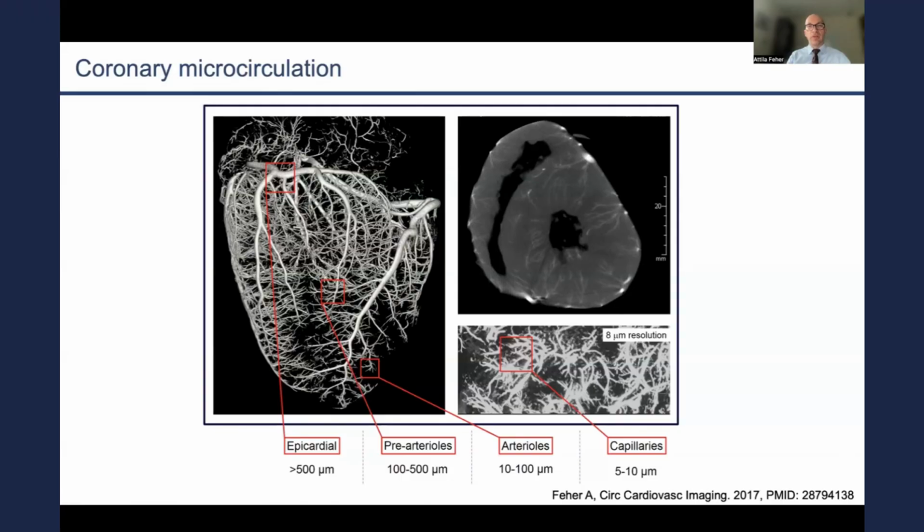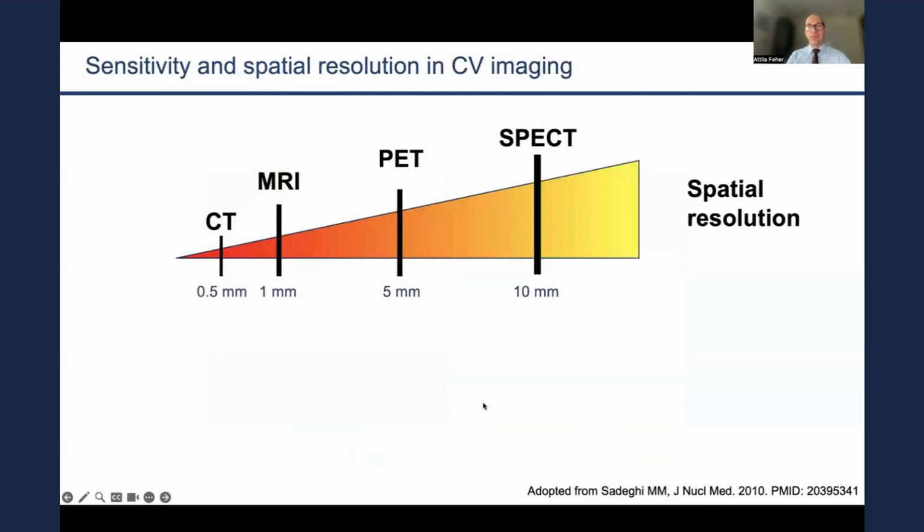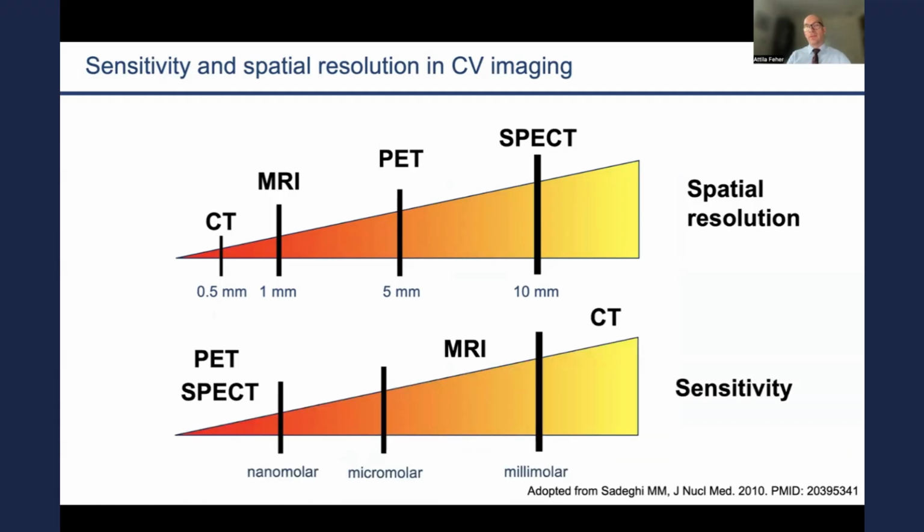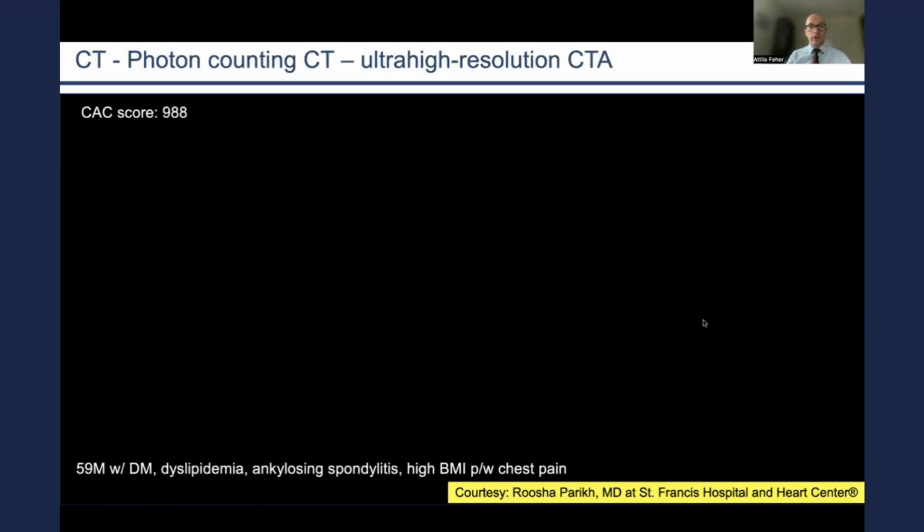This is where most of the blood volume lies within the myocardium, and also this is the site of resistance. And as you can see, the spatial resolution of SPECT is 10 millimeters, PET is 5, MRI is 1 millimeter, and CT has the best spatial resolution, 0.5 millimeter. When we talk about sensitivity, the PET and SPECT tracers are the most sensitive, in the nanomolar range, whereas in MRI and CT, you have to give a higher concentration to see the image.